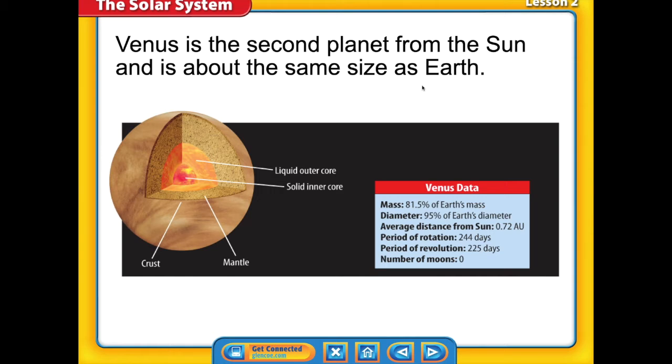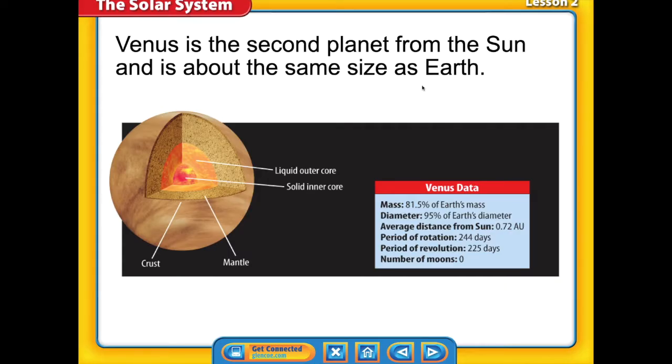The third bullet is very interesting. Make sure you write this down correctly. Here it is. A day is longer than a year. Yes, you heard me. A day is longer than a year. And we're going to write down what that is here in a moment. And then the last and fourth bullet for Venus is it is almost the same size as Earth. Almost the same size as planet Earth.